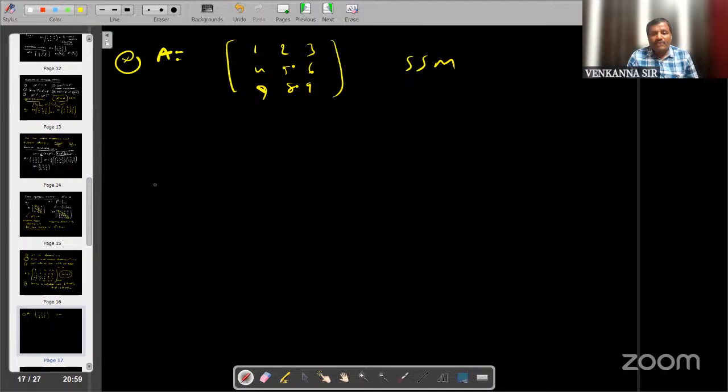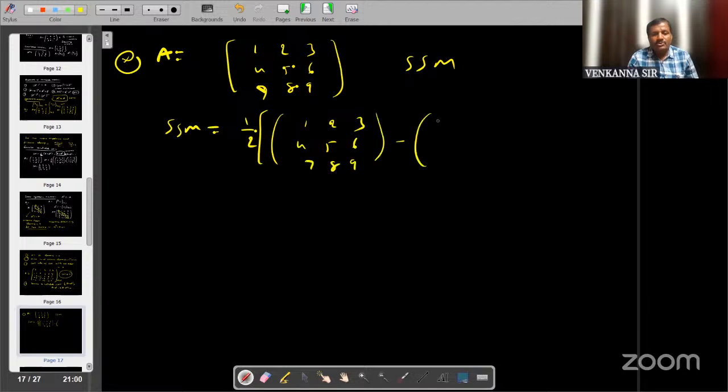What is the formula for the skew symmetric matrix? It is half of A minus A transpose, half into 1, 2, 3, 4, 5, 6, 7, 8, 9 minus A transpose, 1, 4, 7, 2, 5, 8, 3, 6, 9. What is the result of this one here?